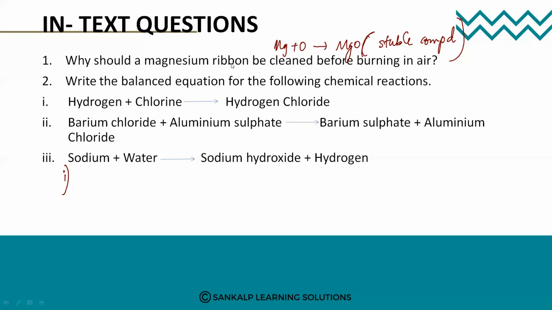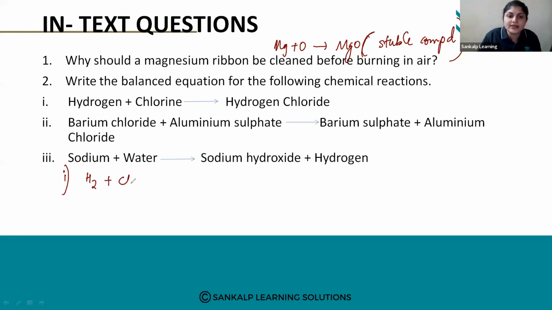Yes, it will be H2, hydrogen H2, plus chlorine is Cl2, giving you 2 HCl. So this is a balanced equation. You can see H2 is how much? Hydrogen here are 2, chlorine here are 2, and here hydrogen are 2, chlorine are 2. So this is a balanced equation. Okay, so I have told the first one, the second one you have to tell me.